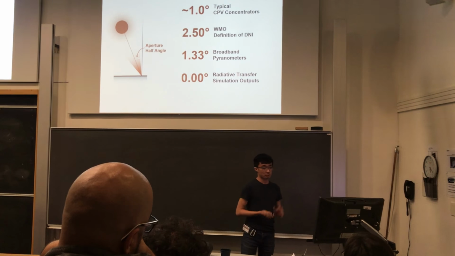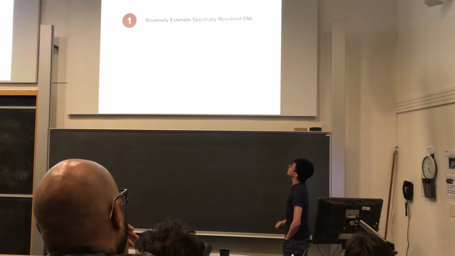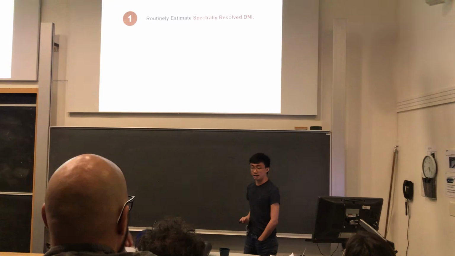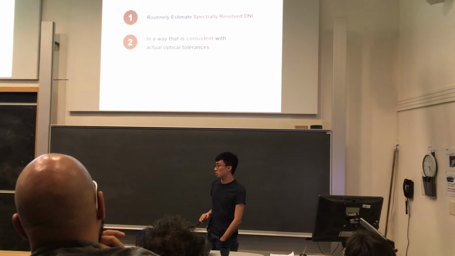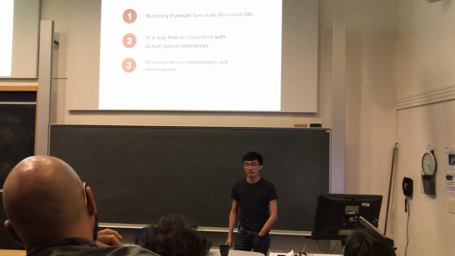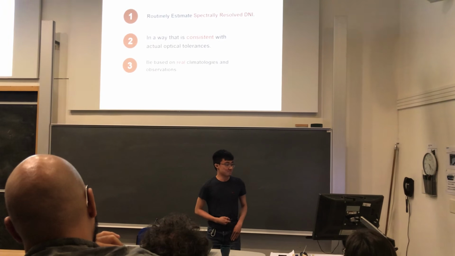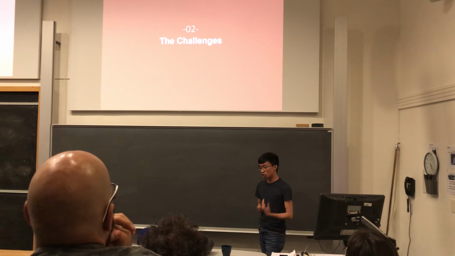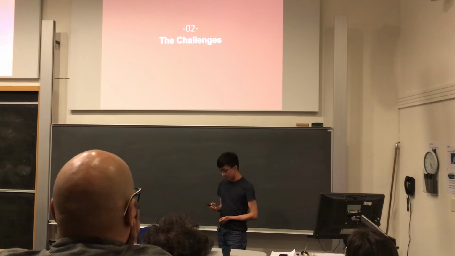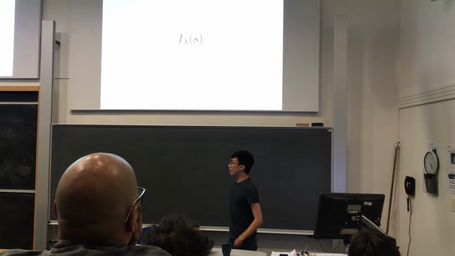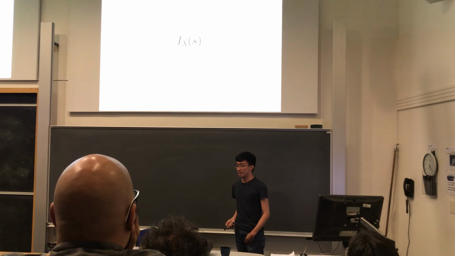So with these in mind, moving forward, there are a couple of things that are quite clear. We need to routinely estimate spectrally resolved DNI for solar energy applications. We have to do so in a way that is consistent with actual optical tolerances, and hopefully also do it in a way that is based on real climatologies and observations. Okay, so with these in mind, I'm just going to talk about some of the challenges involved in estimating spectrally resolved DNI. This is the quantity we're interested in. It is the DNI as a function of lambda at various positions in the atmosphere.